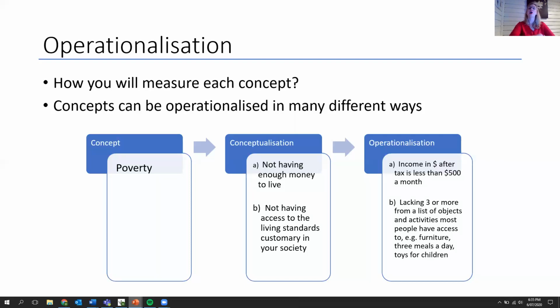Okay, now, another way I could operationalize it that might really capture what I'm trying to capture by the concept of poverty would be lacking 3 or more from a list of objects and activities most people have access to, like those things we discussed. So I could create a checklist and say, do you have access to these things on a regular basis? And if they don't, boom, that's how I'm measuring poverty or not in poverty. Okay?